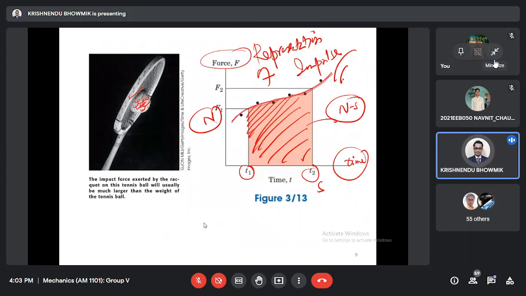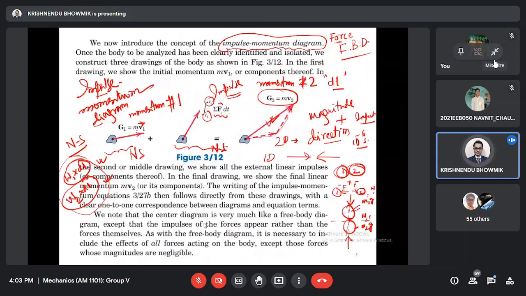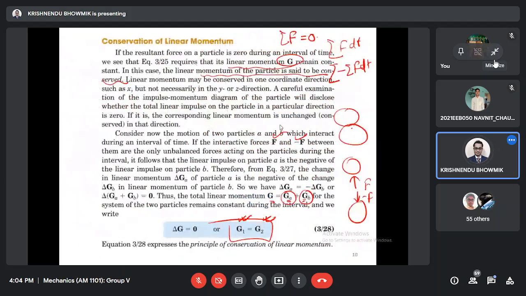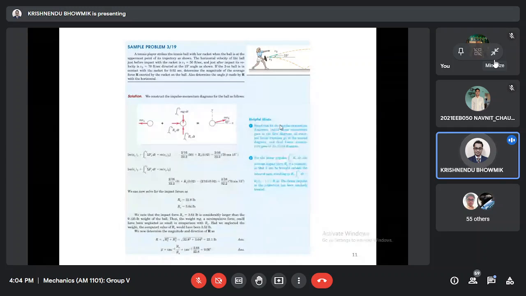So what basically we are doing, whatever relationship we are having here, this plus this, if this impulse is 0, then this will remain the same here. So conservation of linear momentum will be valid here. Now let's have these examples.